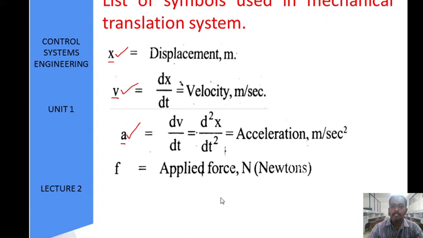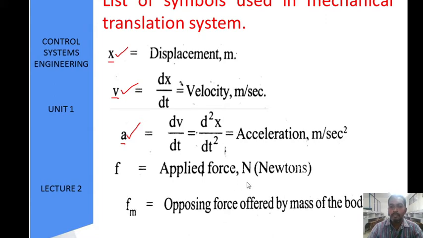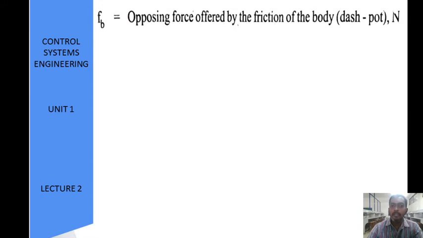F is the applied force, and Fm is the opposing force offered by the mass of the body. That means whenever we apply some force on a body, the body will definitely oppose it, and that we take as an opposing force. Fk is the opposing force offered by the elasticity of the body, also called the spring. And Fb is the opposing force offered by the friction of the body, also called the dashpot.